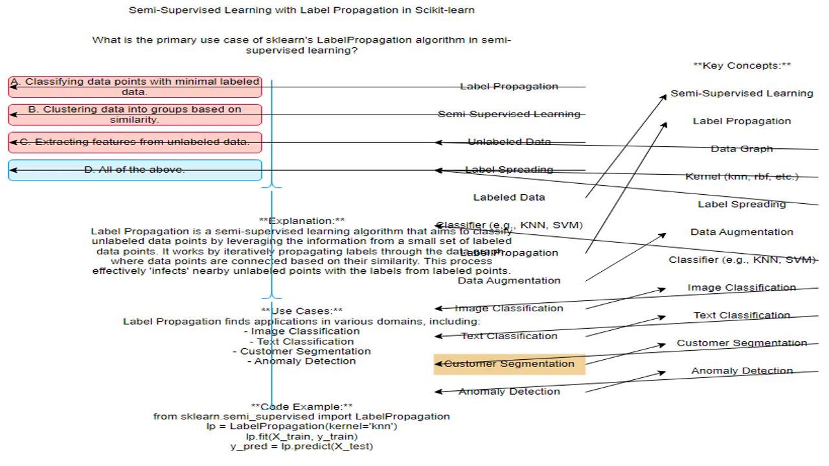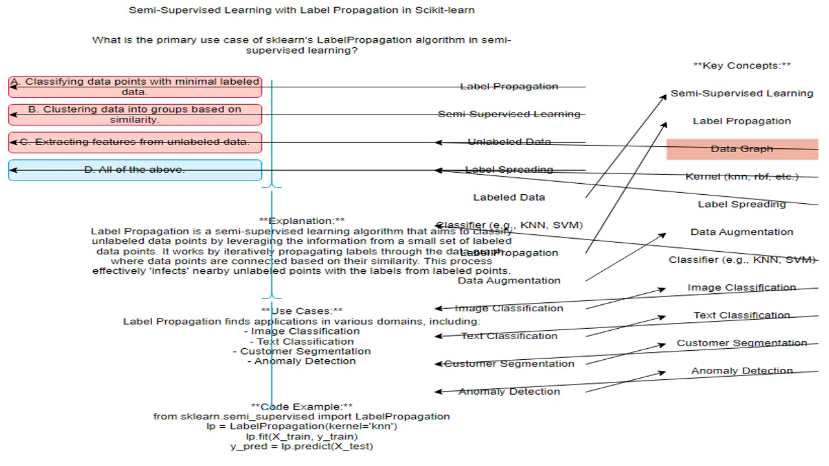False. Unlabeled data. Label propagation doesn't extract new features from unlabeled data. It assumes features are already present and uses the labeled data to assign labels to unlabeled data based on feature similarity.